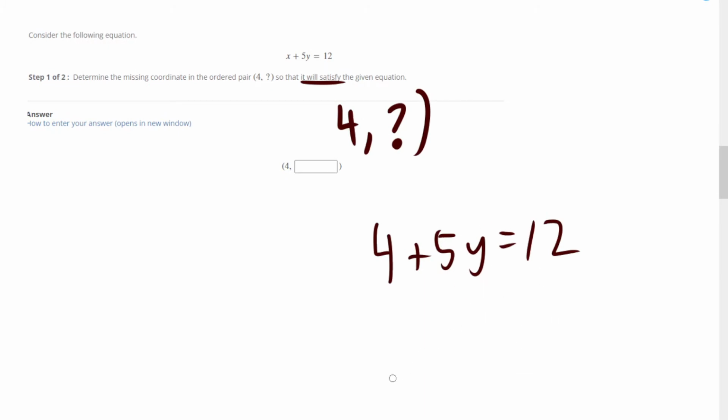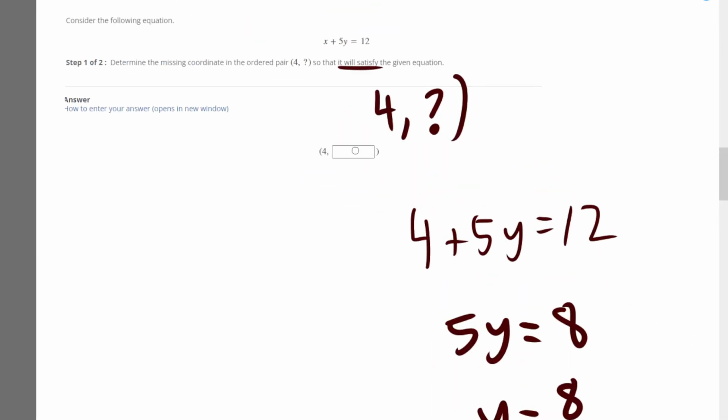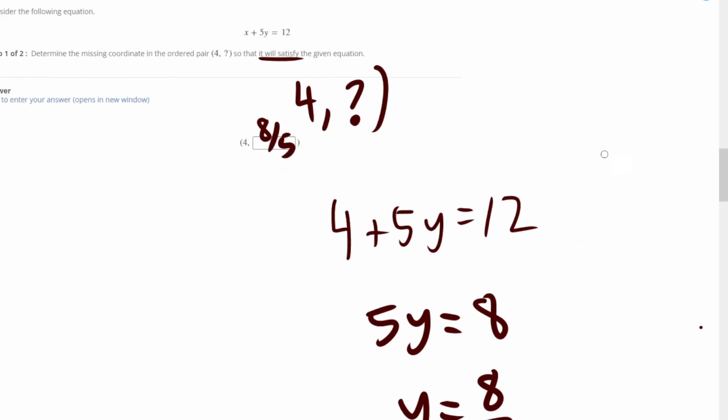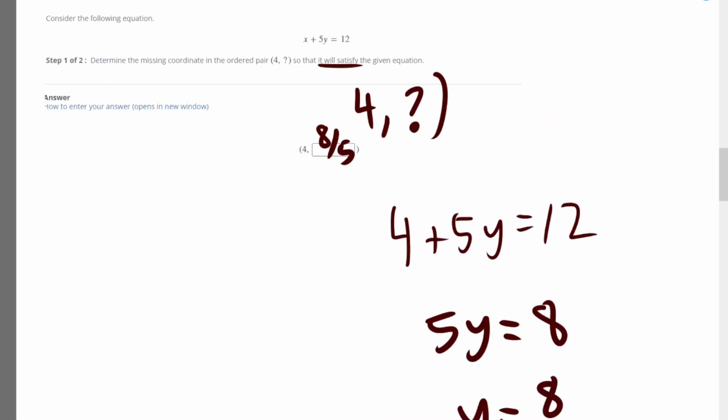And this is just more algebra, which you should get 8 over 5. So 4 comma 8 over 5. And that doesn't simplify any further. Yep, fairly simple. If you have any questions, please let me know.